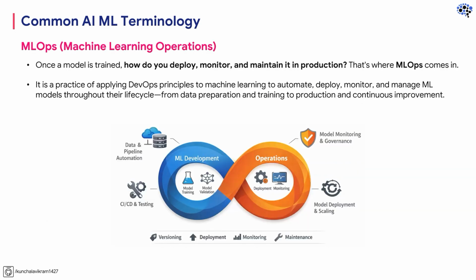Now what is MLOps? Let's say once a model is trained, you have the trained model, but how do you deploy the model, continuously evaluate it, monitor it, and maintain it in production? This is where MLOps comes into the picture. MLOps is nothing but applying DevOps principles to machine learning models to automate the deployment, monitoring, and managing of these models. That is, managing the complete life cycle of these models, from data preparation to training to deploying them in production and continuously monitoring them. So this whole process is nothing but machine learning operations.